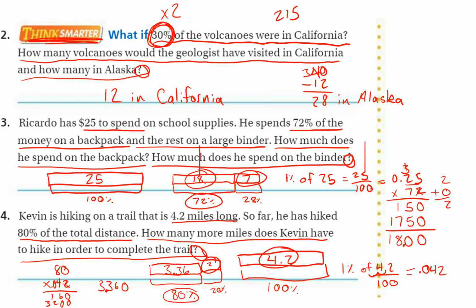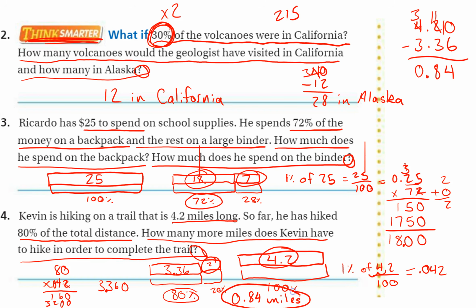How much more does he need? Well, now we need to do a little more math. I'm going to come up here to the top, right up here. You're using your scratch paper. So the total was 4.2 minus how far he's already gone. I can add a 0 placeholder. And now I just do my subtraction. So, how many more miles does Kevin have to hike in order to complete the trail? 0.84 miles. That's my final answer.